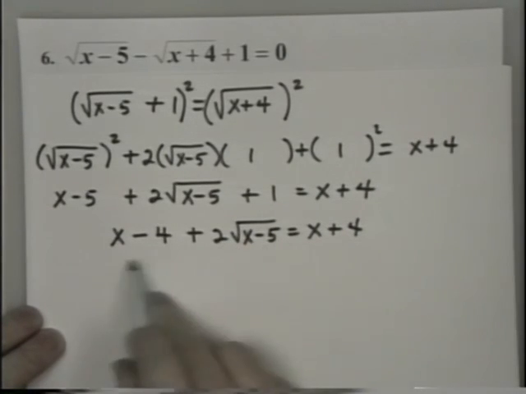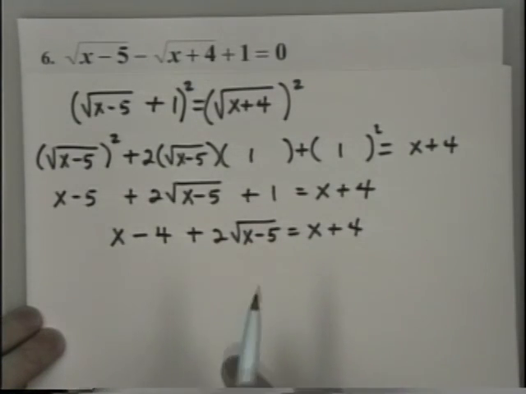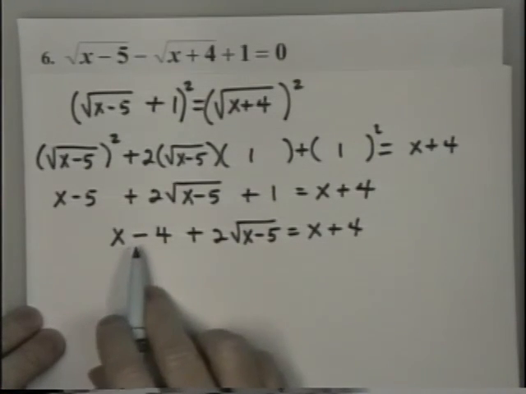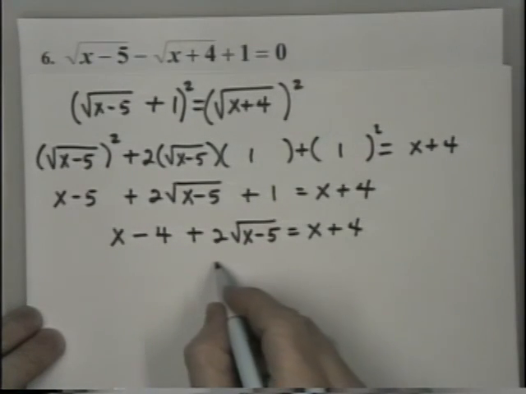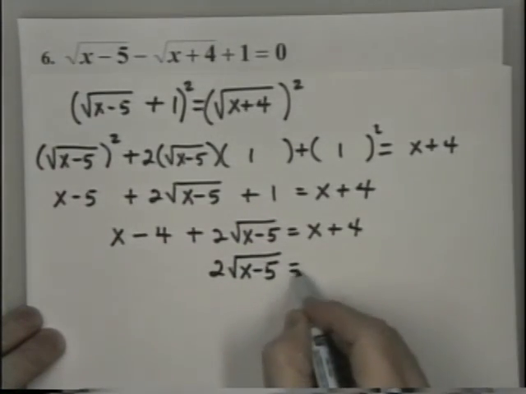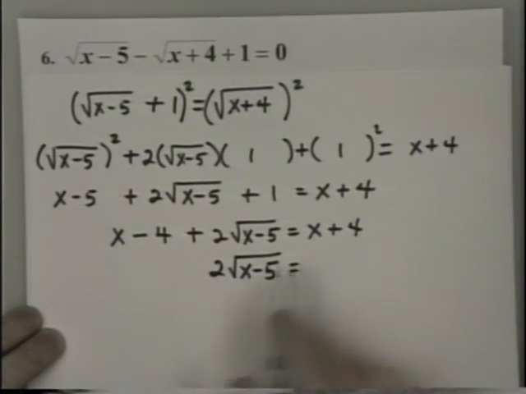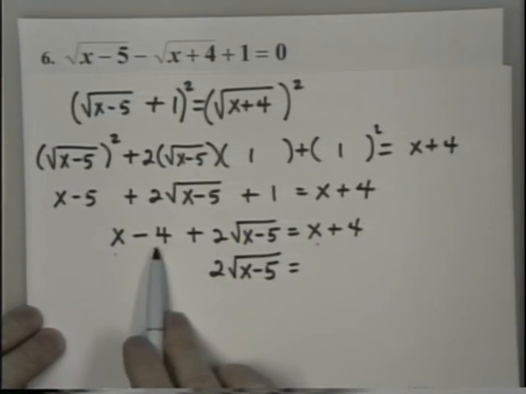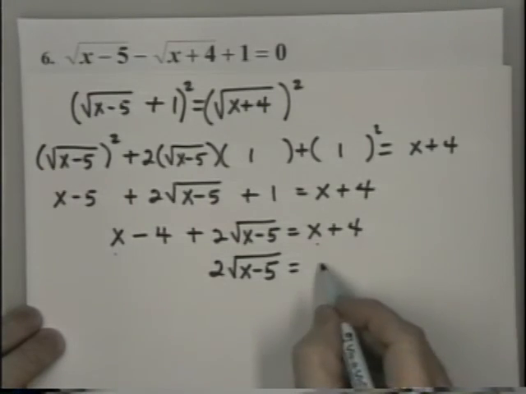Still got a radical equation, so the appropriate method is to isolate the radical. Well, let's just leave the radical on this side, and we'll move everything else to the other side, so I'll subtract x from both sides, which is 0, and I'll add 4 to both sides, which will give me 8.